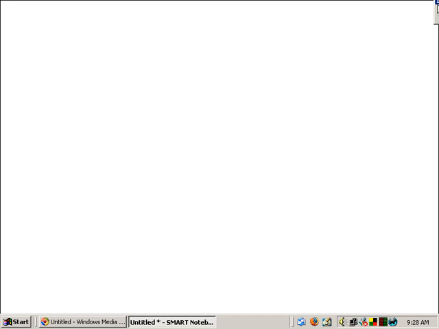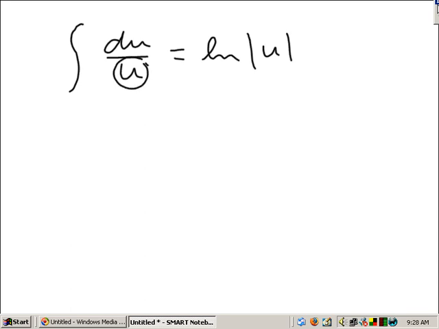At this point, we're going to do integration of logarithmic functions. Whenever you have the integral of du over u, the answer is ln of the absolute value of u, plus c.